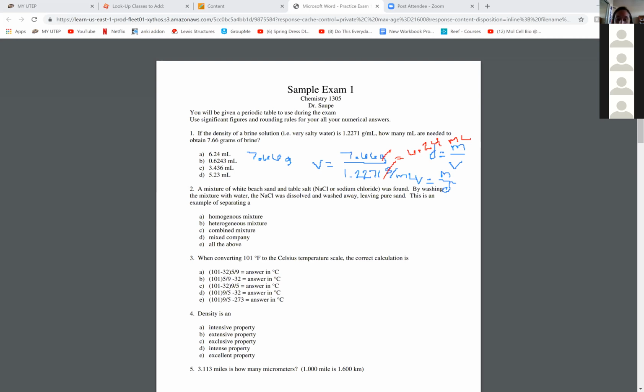Is there any specific topic that you guys are having trouble with? Maybe I can look for a question that's relating to that topic. Could you go through number 2? Number 2? Okay.